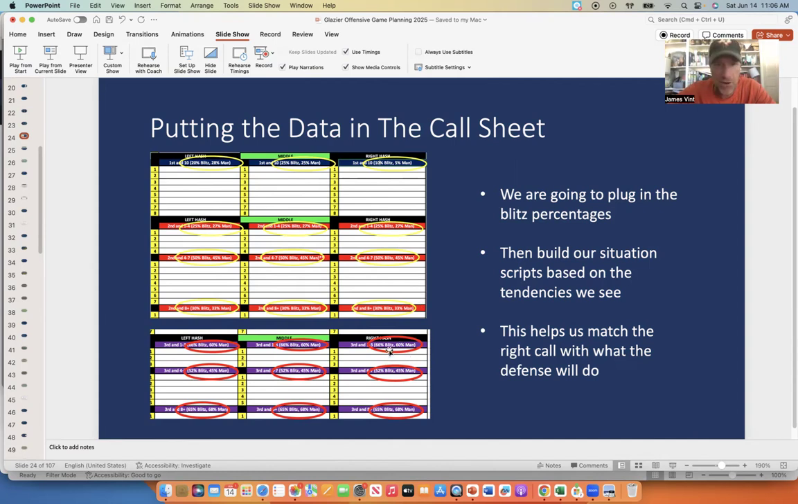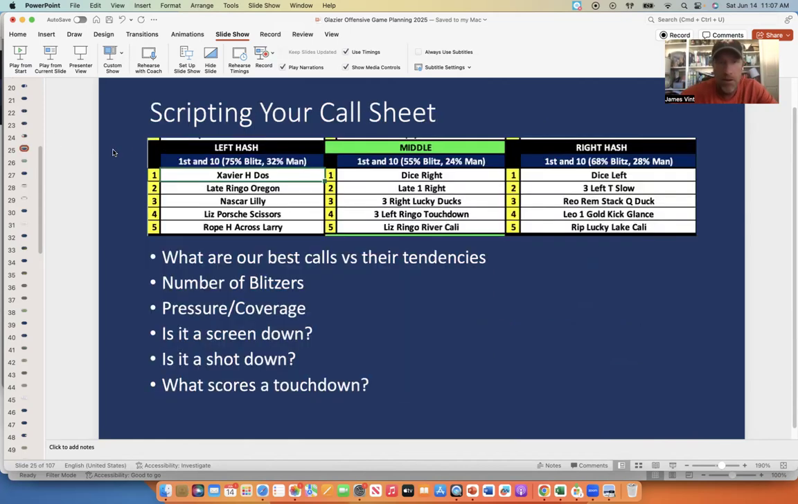All right. We get down to 3rd down. There's 66% blitz, 60% man. Where does the blitz come from? What's our best call? Now, when I'm in a game in the heat of battle, I can look at this and say, oh, 66%. What do we got? Oh, shoot. This is a great screen down. All right. They bring the blitz from the field. So let's run a field screen.